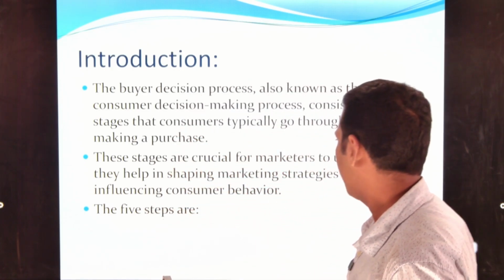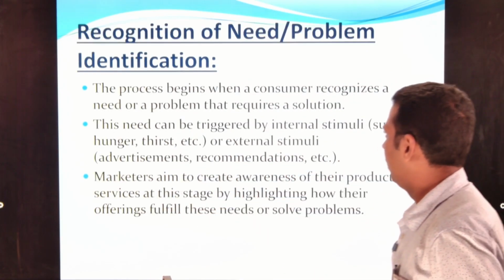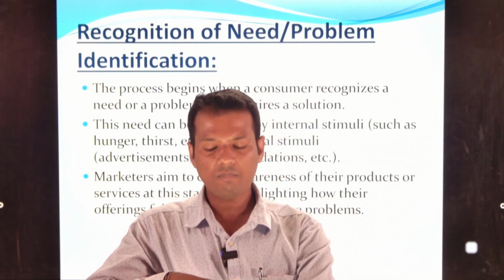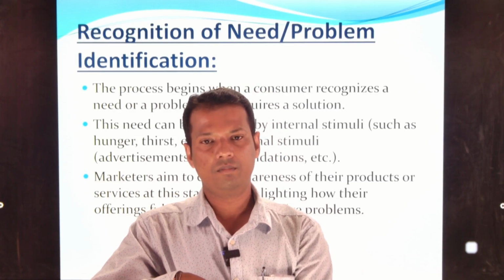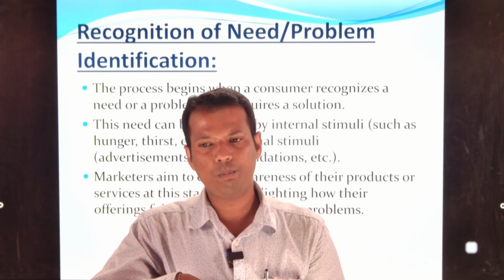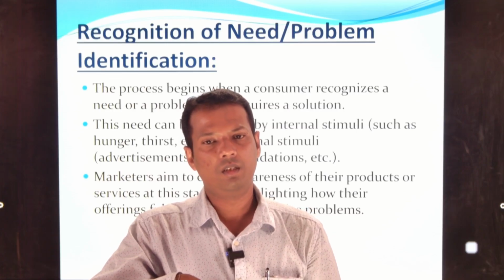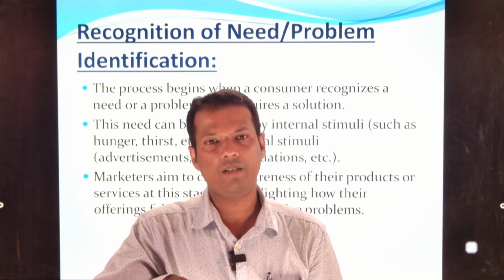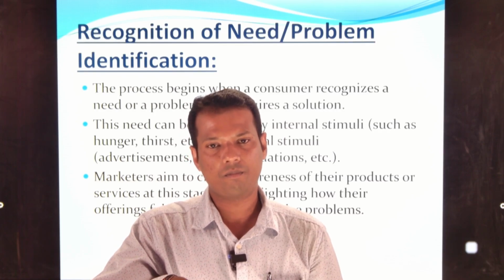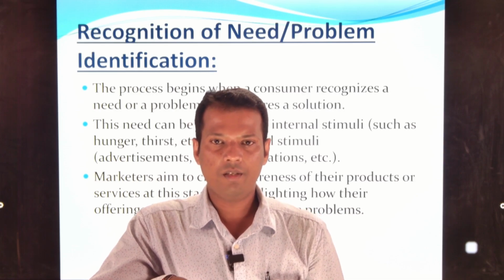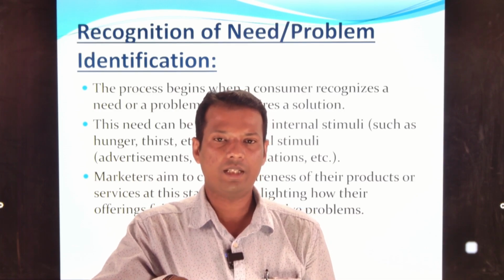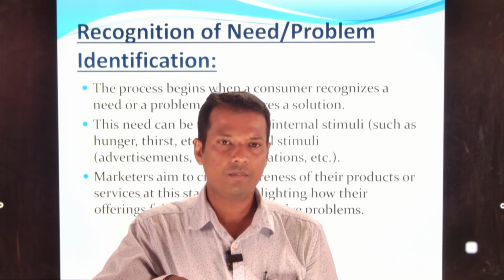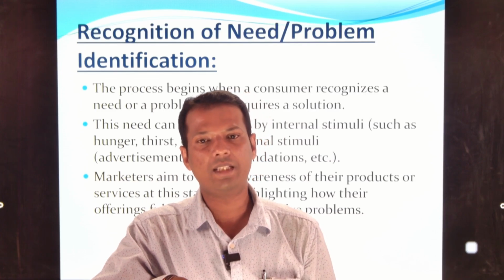So what are the 5 steps? The first step is recognition of need and problem. We need to identify the need and the problem. Before making any decision, there has to be recognition and identification of the need, when a consumer realizes that there is a problem.